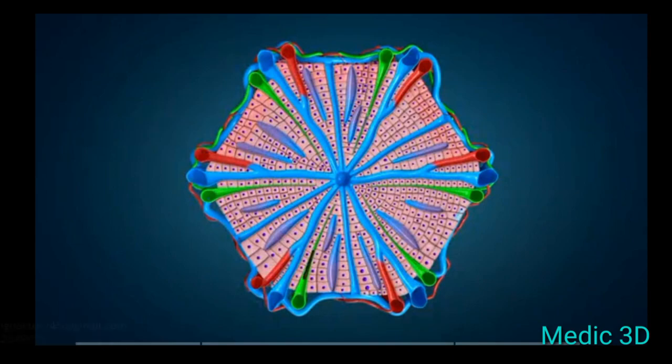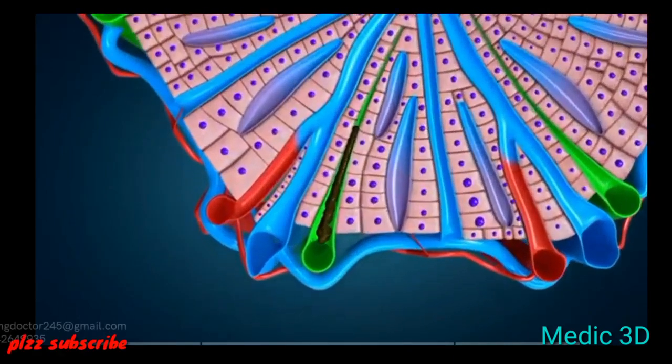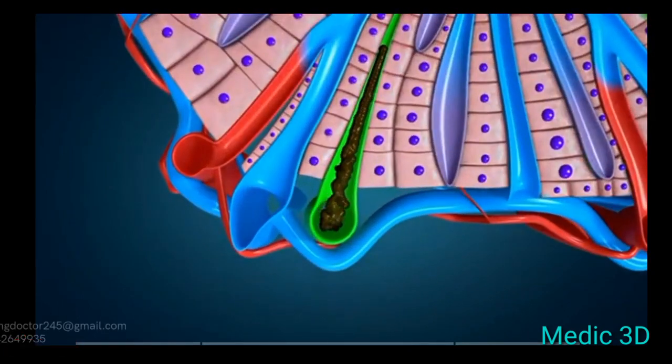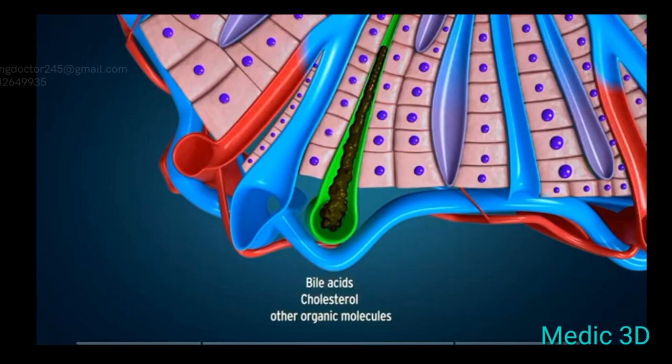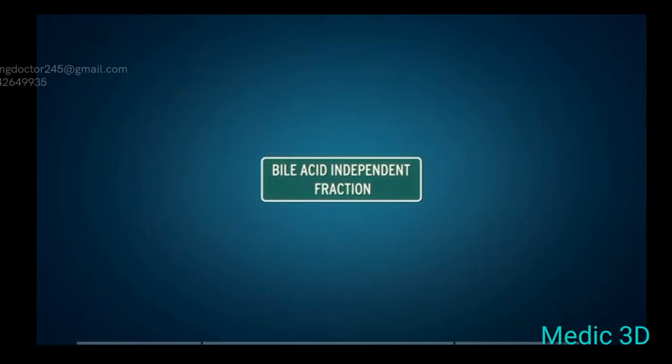Hepatocytes secrete bile into canaliculi, from which it flows into bile ducts. This comprises large quantities of bile acids, cholesterol, and other organic molecules which are secreted by active mechanisms as micelles. This secretion is dependent on the amount of bile acid absorbed. Bile acid independent fraction.